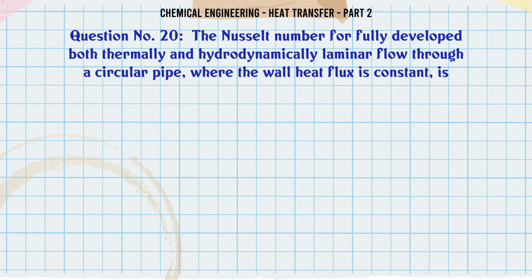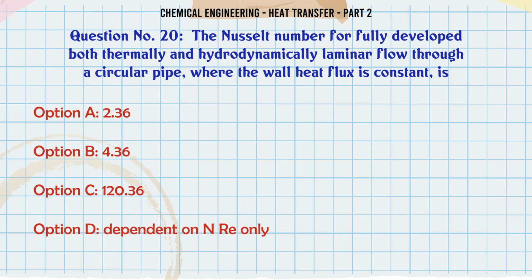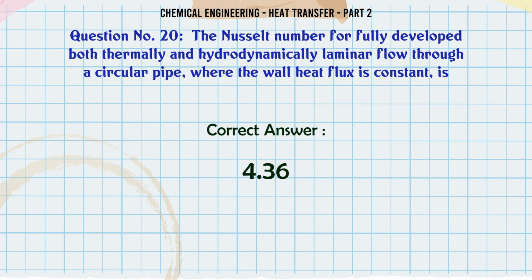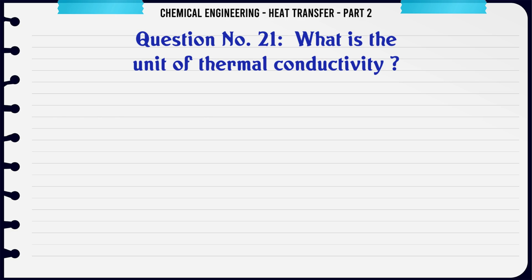The Nusselt number for fully developed, both thermally and hydrodynamically, laminar flow through a circular pipe where the wall heat flux is constant is A. 2.36, B. 4.36, C. 120.36, D. dependent on Reynolds number only. The correct answer is 4.36.